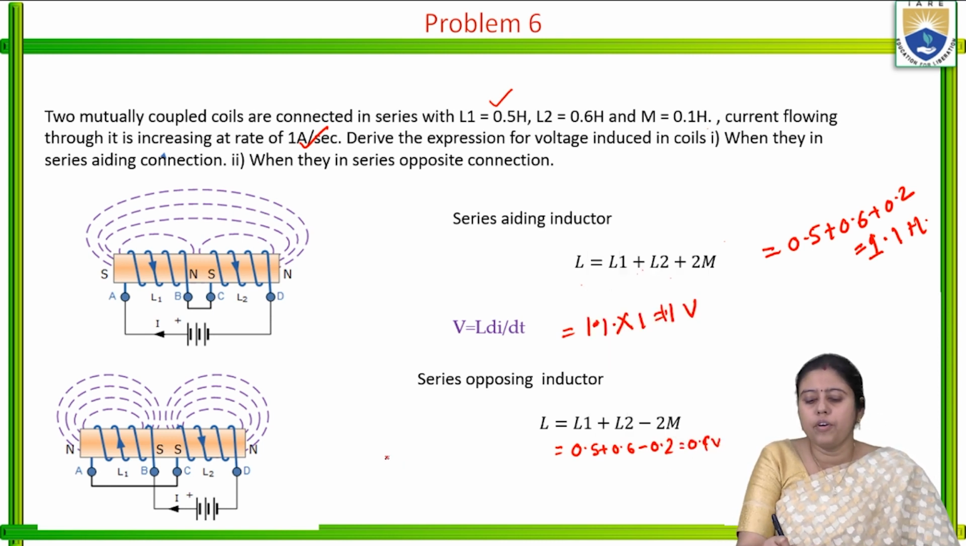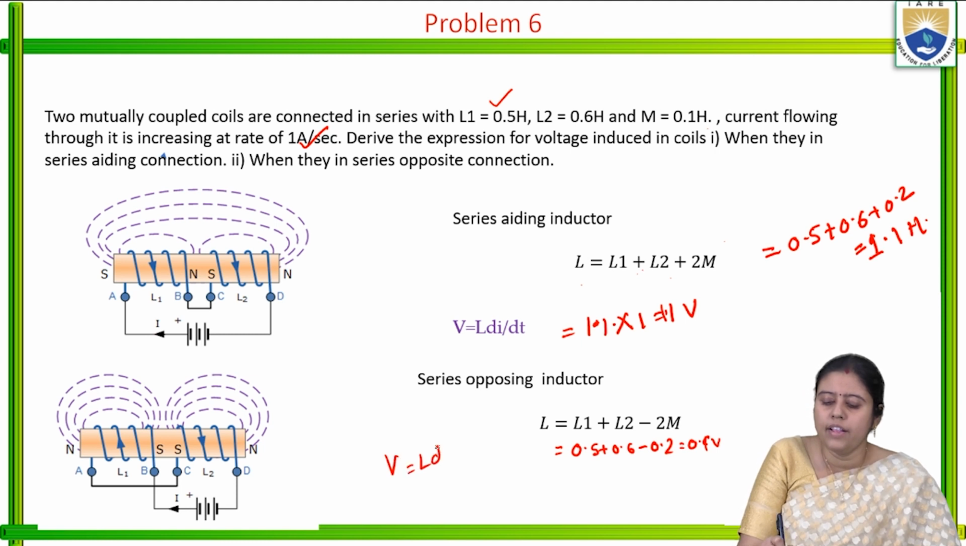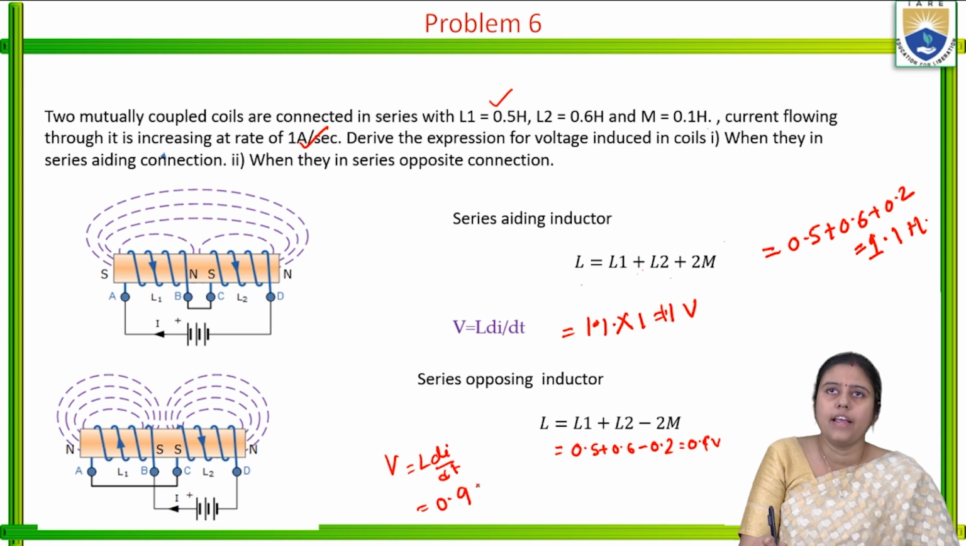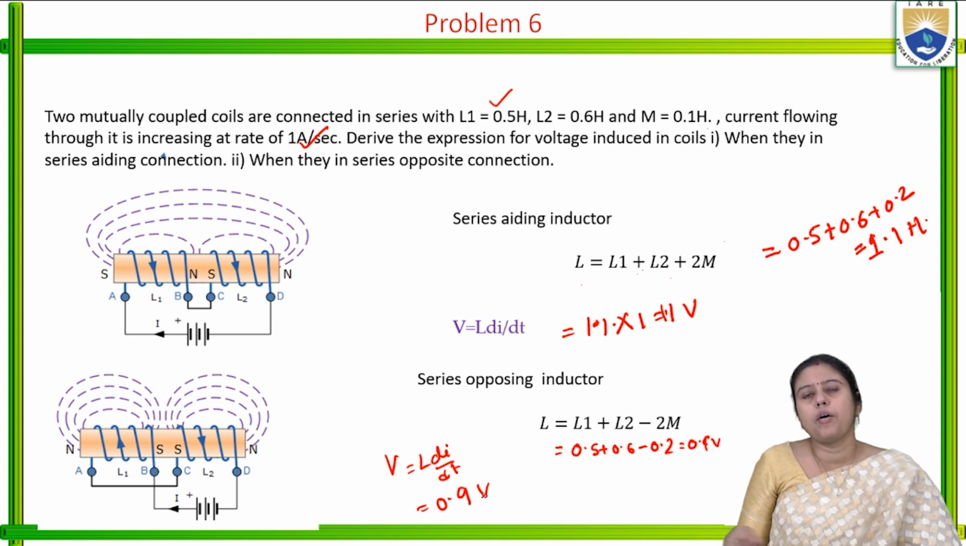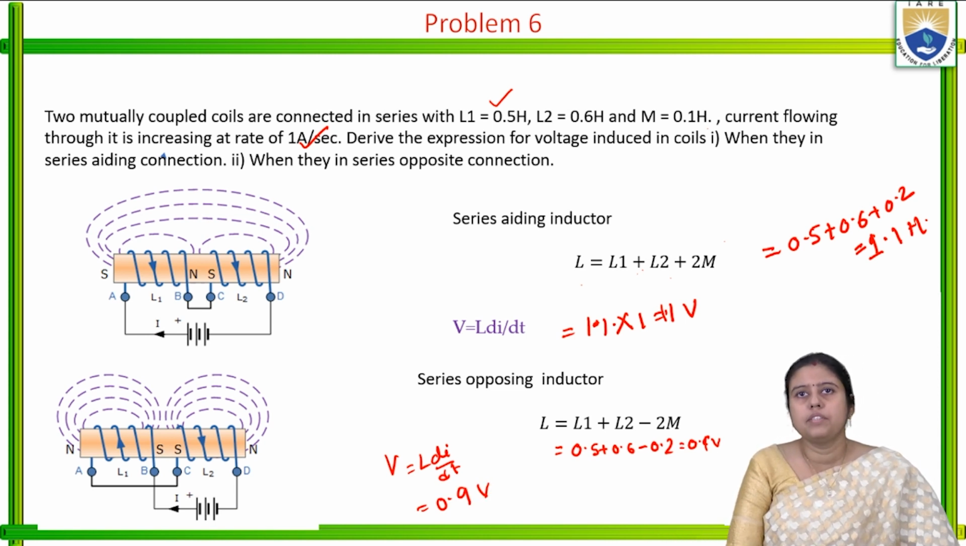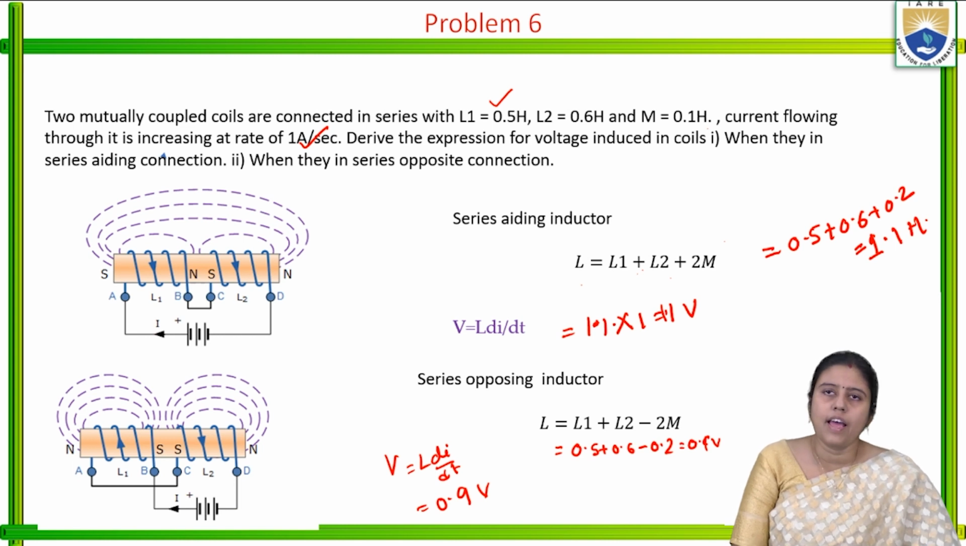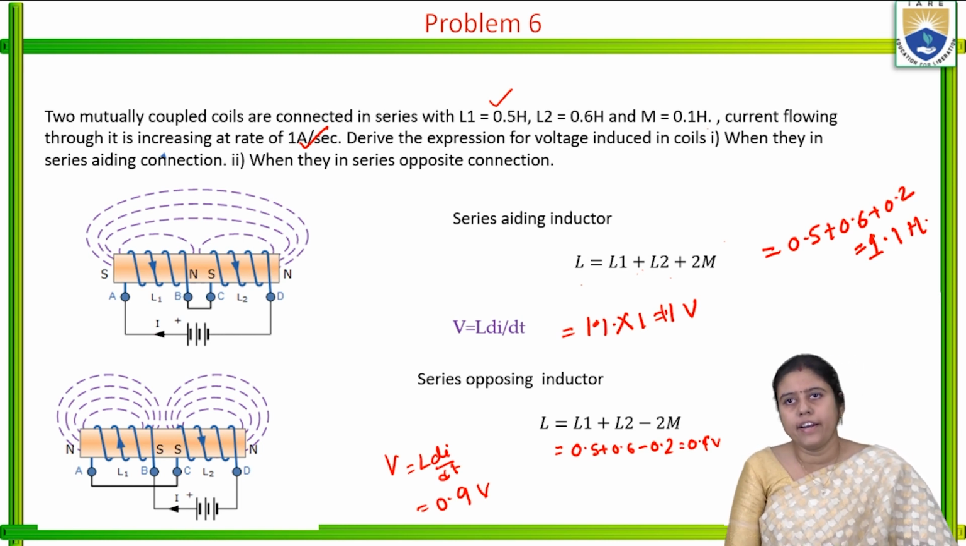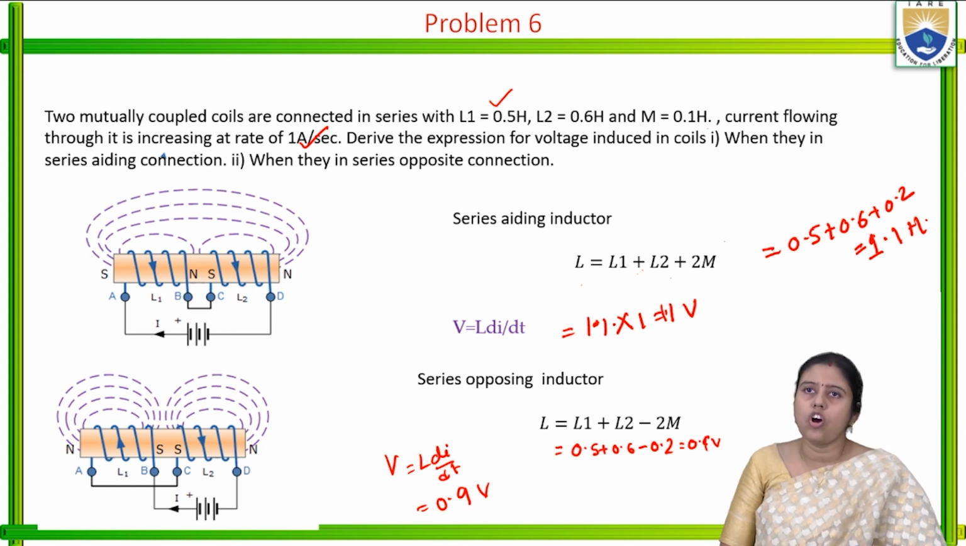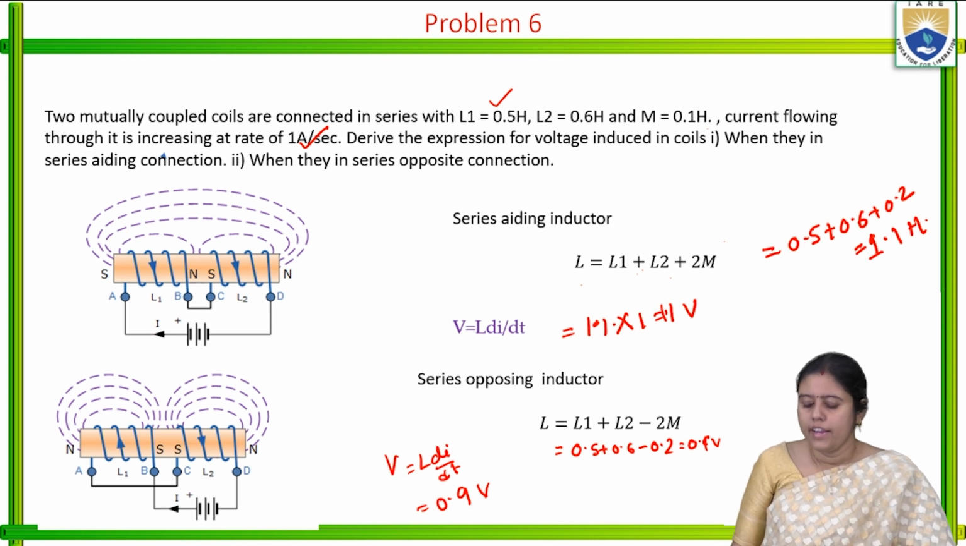So what is the voltage? Voltage is equal to L di by dt, which is equal to 0.9 volt. So this is problem 6. Problem 6 is for the series aiding connection and series opposing connection of an inductor.